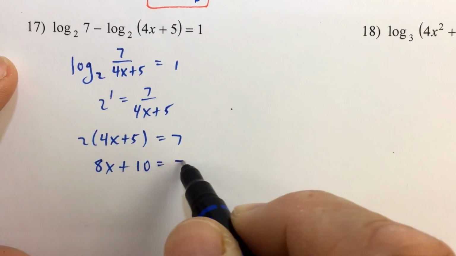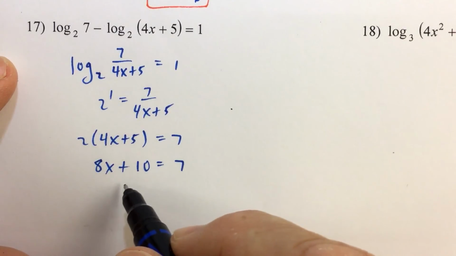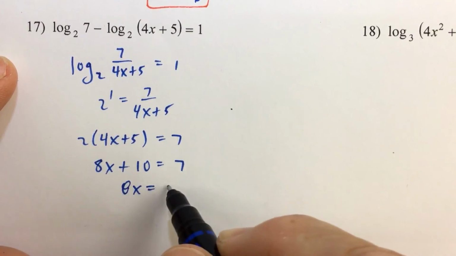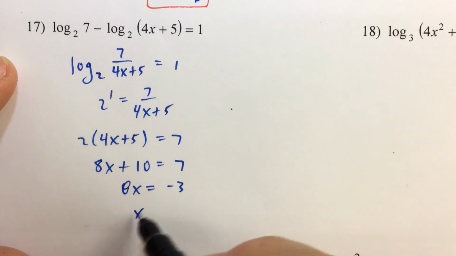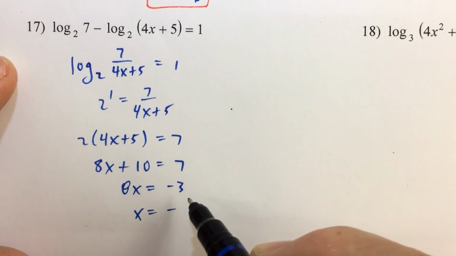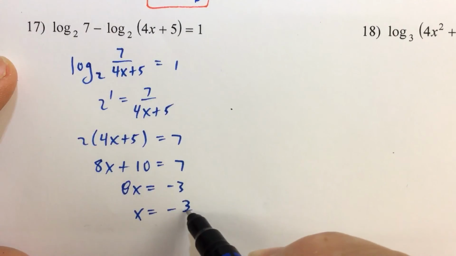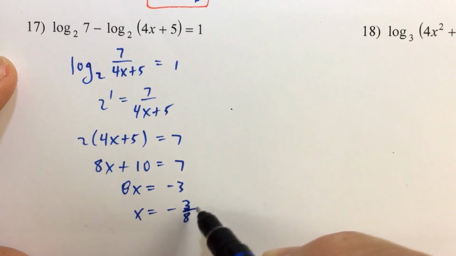8x plus 10 equals 7. And then when we subtract 10 from both sides, we're going to get 8x equals negative 3. And then when we divide both sides by 8, we get x equals negative 3 over 8.